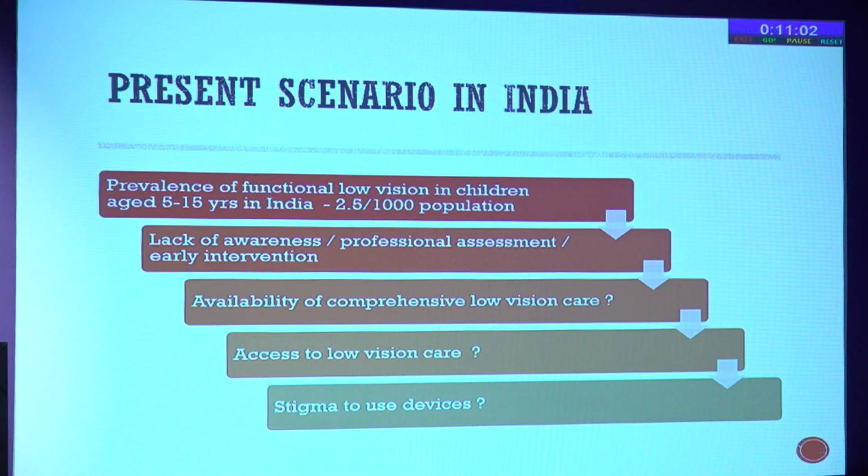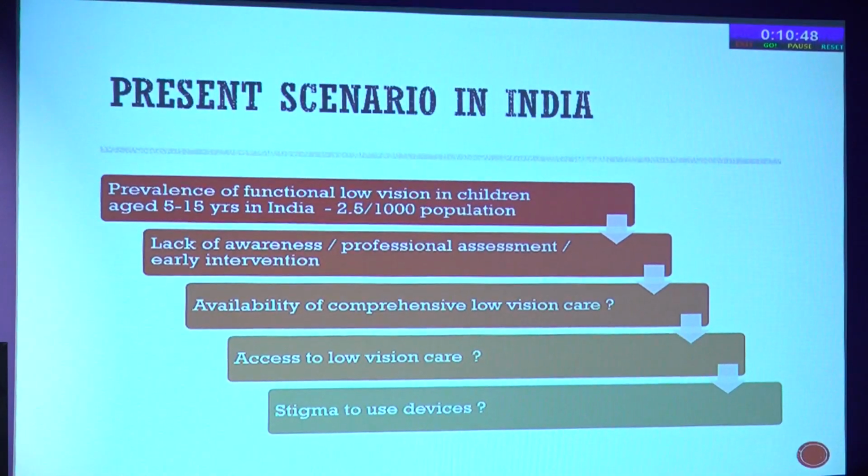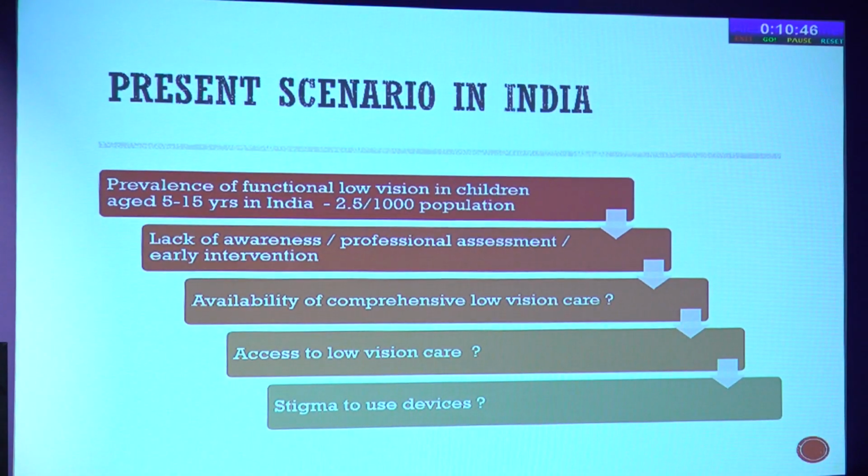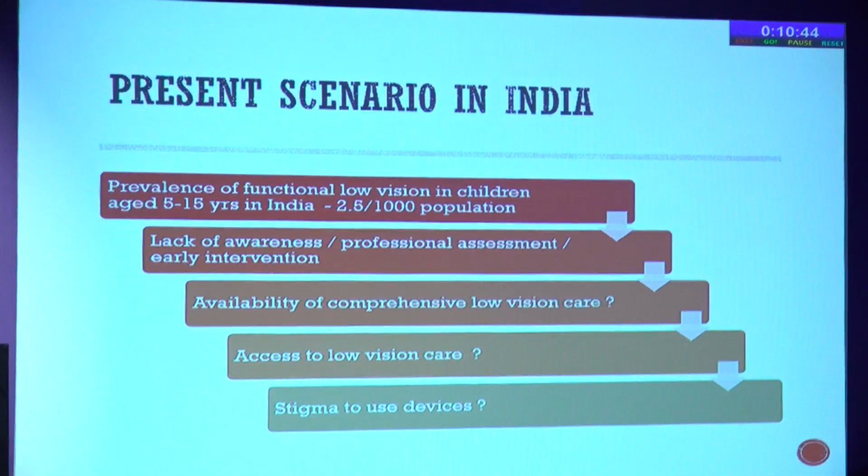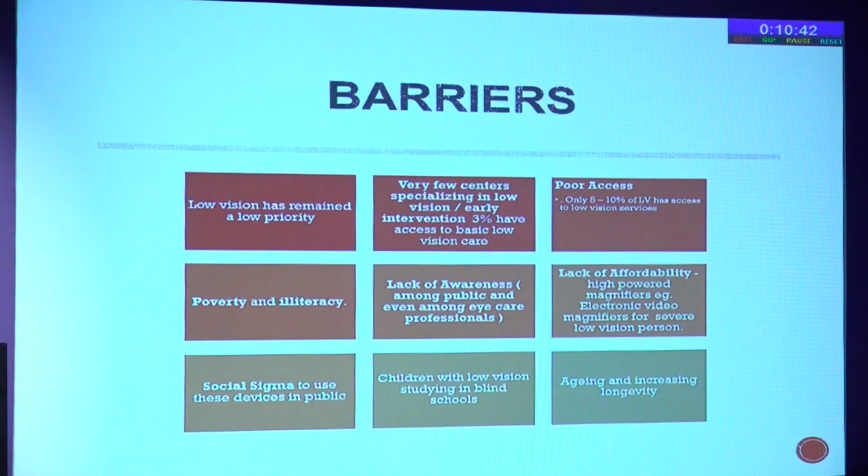So, coming to the present scenario in India, the prevalence of functional low vision is about 2.5 per thousand population. But the problems are lack of awareness and professional assessment, lack of early intervention, and we do not have comprehensive low vision care in many places. Access is poor and there is stigma to use devices.